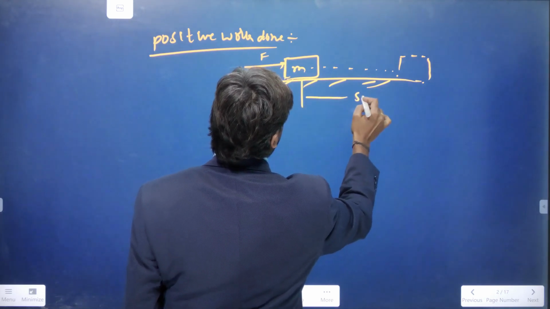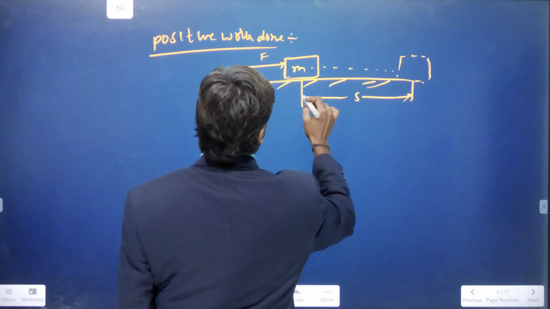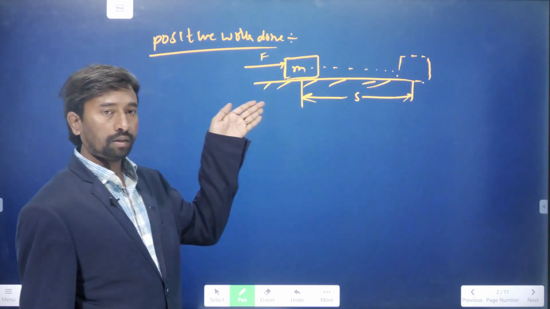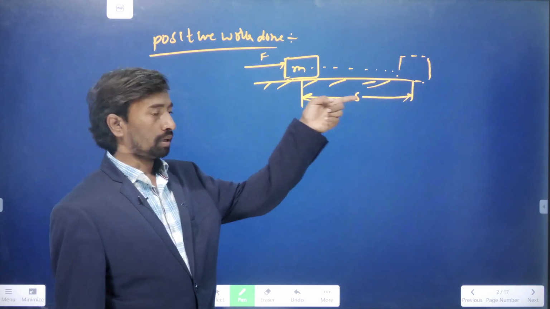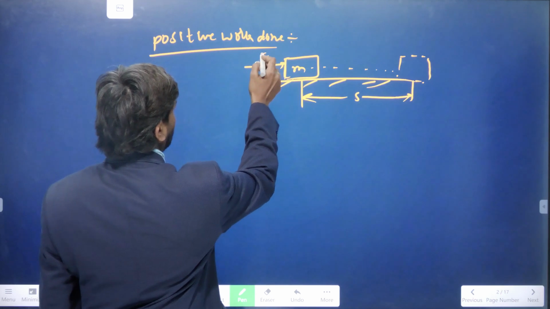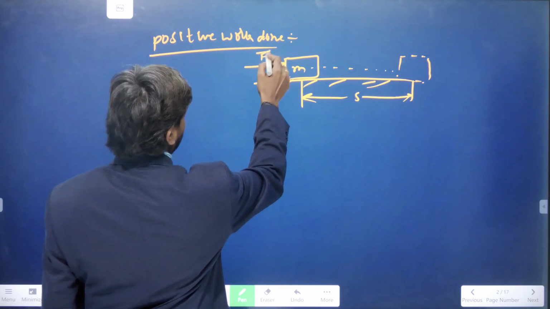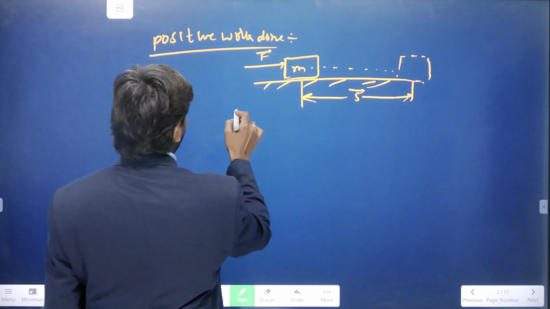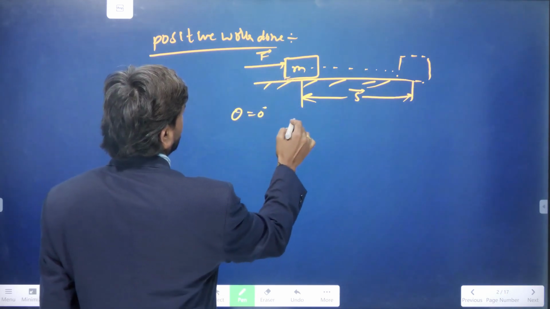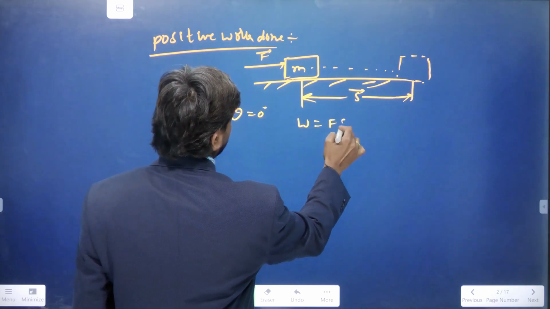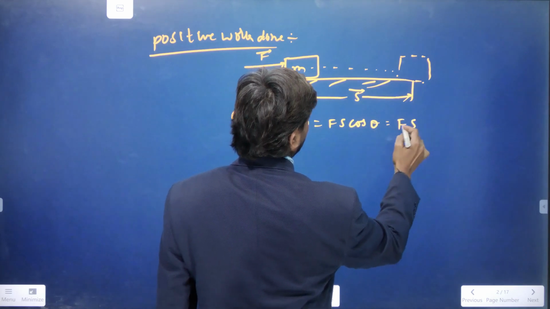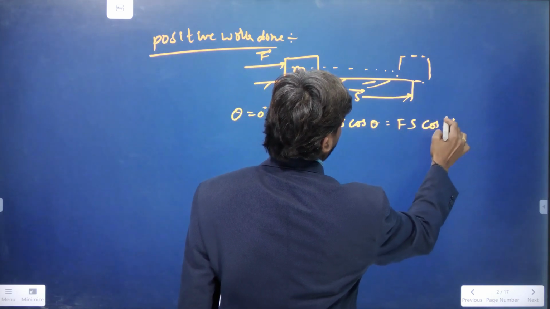From here to here there is a displacement of the body. Here the force is applied, and the body is moving in the direction of the applied force, so we get positive work done, because the angle between the force vector and the displacement vector is 0. So theta is equal to 0 degrees in this case. Then the work done formula is Fs cos theta, so we get Fs into cos 0 degrees.